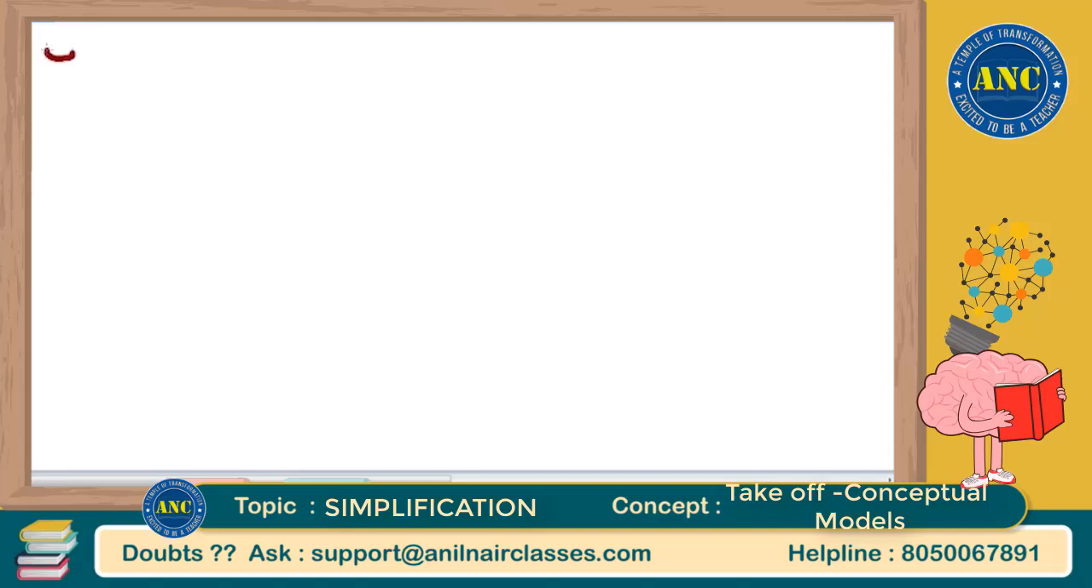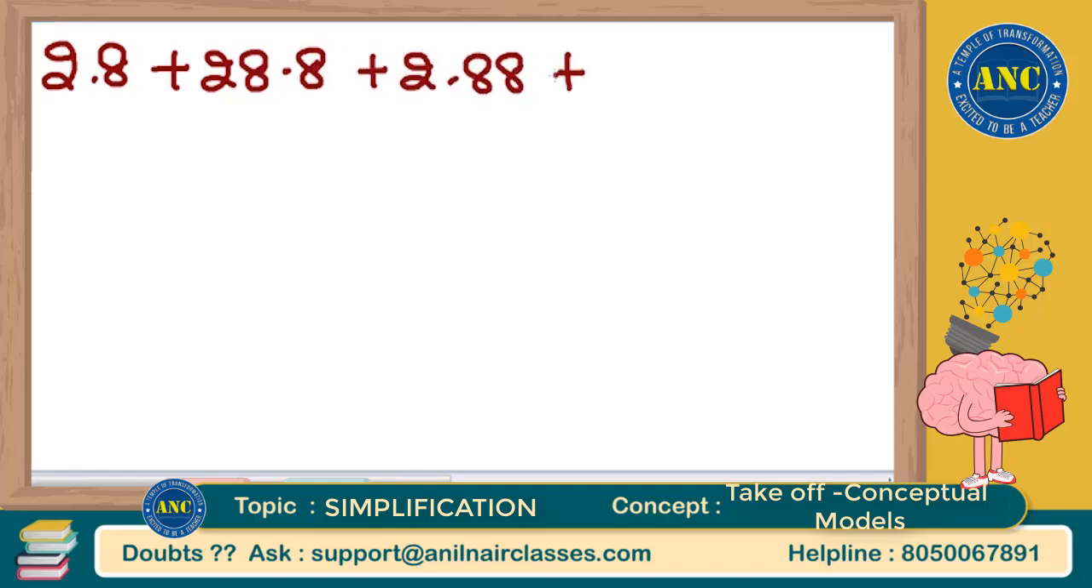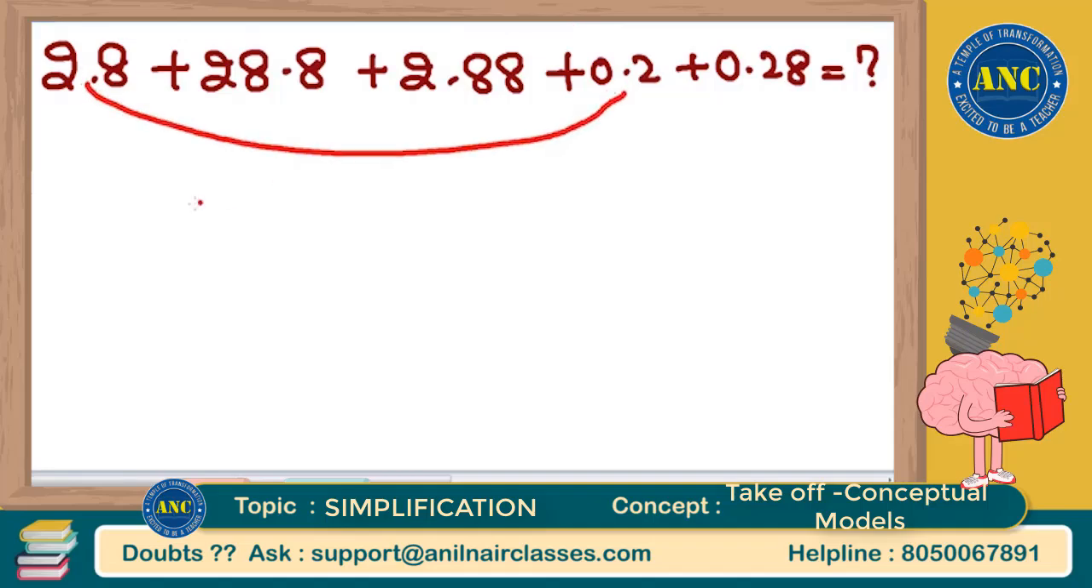See this question, sir. 2.8 plus 28.8 plus 2.88 plus 0.2 plus 0.28 is equal to question mark. I want to make the numbers fancy numbers. Simple. 2.8 plus 0.2 is giving me 3.